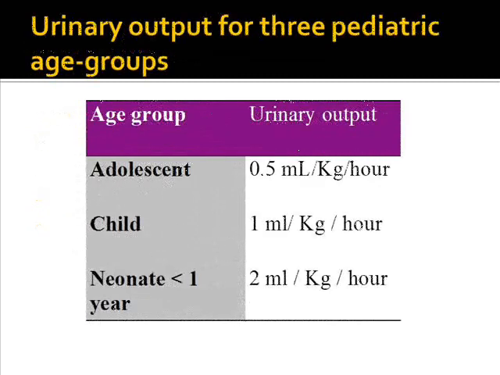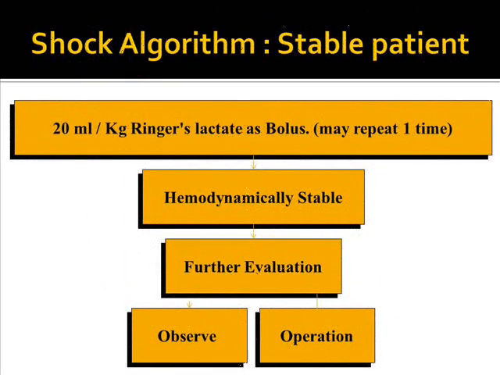The urine output for the 3 pediatric age groups is as shown. In adolescents, urine output is like in an adult, 0.5 mls per kg per hour. In a child that is less than 10 years old, the urine output will be 1 ml per kg per hour, and in an infant, 2 mls per kg per hour. So the urine output is much higher.